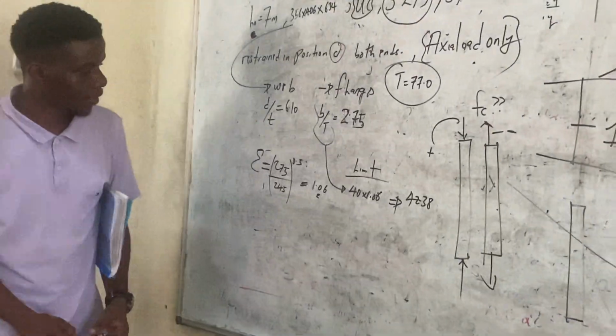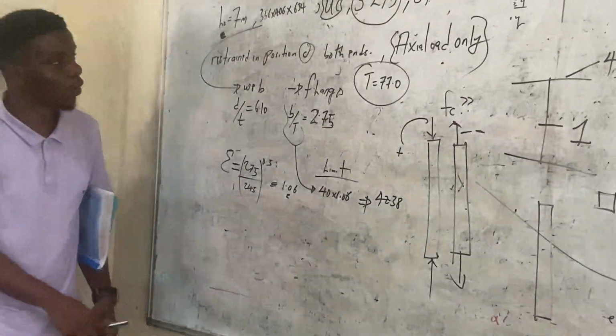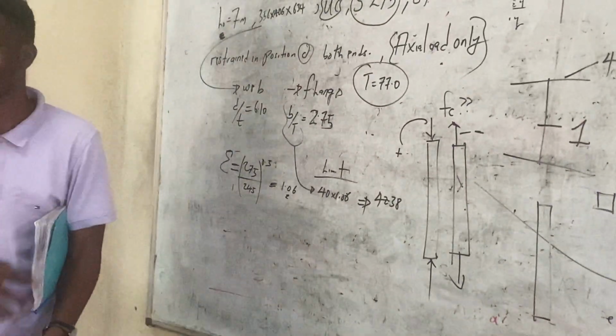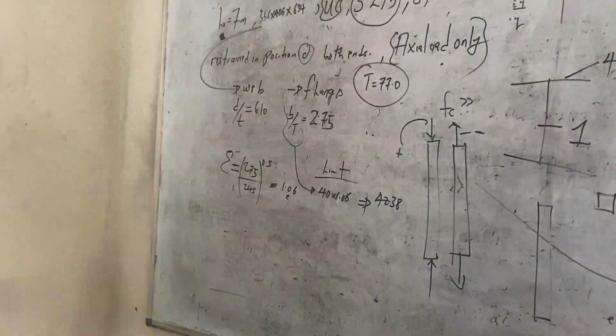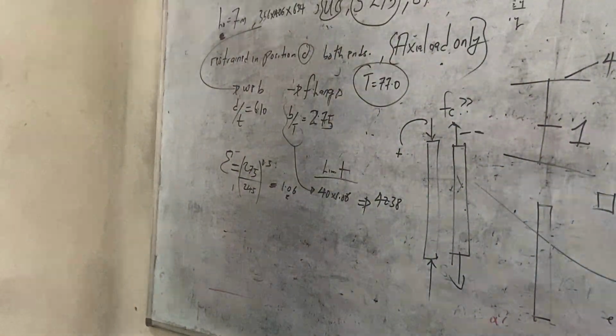So what do we have next? We have classified the cross section. We now have to find the slenderness ratio. Do you get? Do you guys understand?